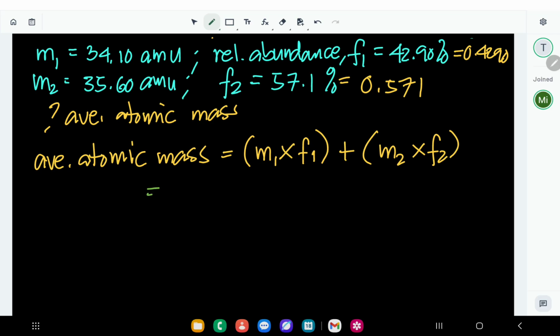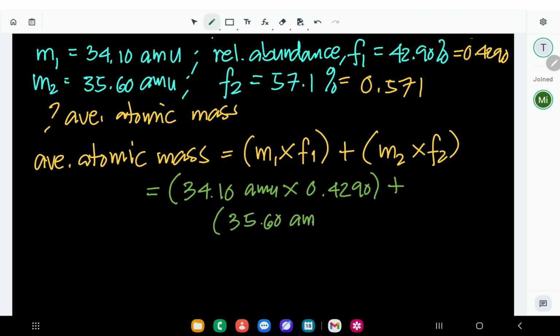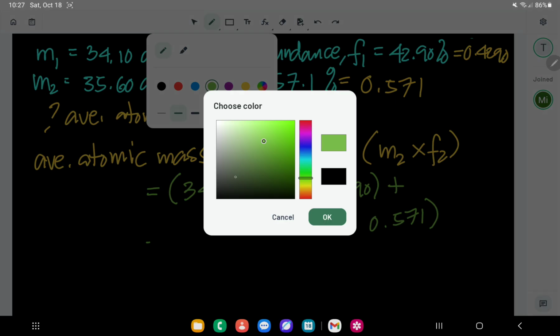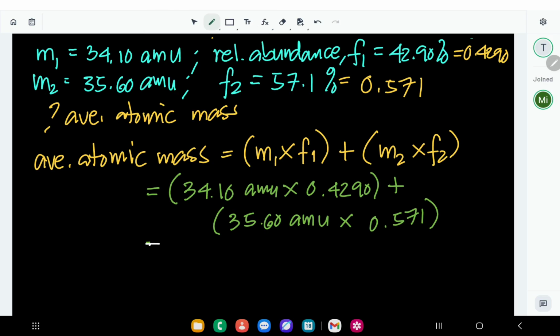All right, so what are we going to do next? We just plug in everything. The mass of the first isotope is 34.10 AMU times its relative abundance, 0.4290, plus the mass of the second isotope, 35.60 atomic mass unit, times its relative abundance, 0.571. Okay, try to calculate this. Use your calculator. We'll see if we get the same answers.